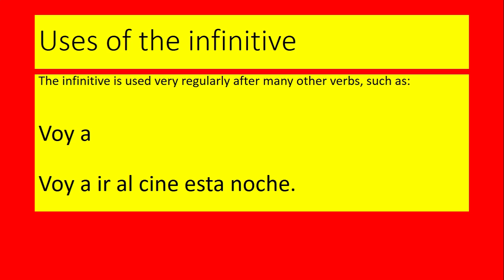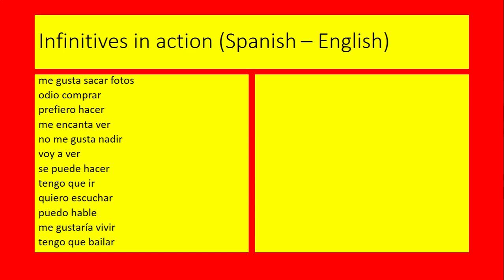The future tense is voy a followed by an infinitive. Voy a ir al cine esta noche. I am going to go to the cinema tonight. Actually, that's quite similar to English as well, because in English when we use the future tense we say I am going followed by an infinitive. To go. I am going to eat. I am going to play football tonight. So voy a followed by an infinitive.